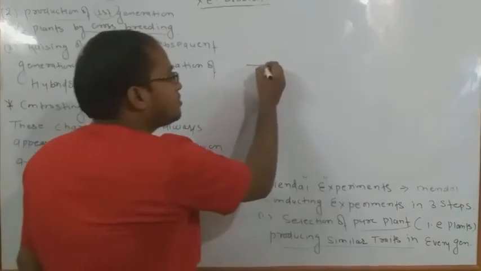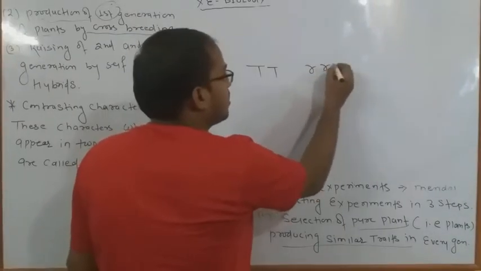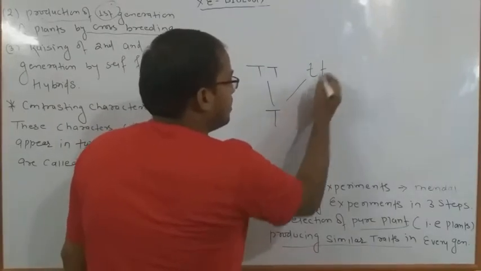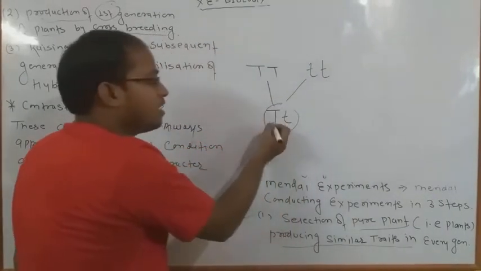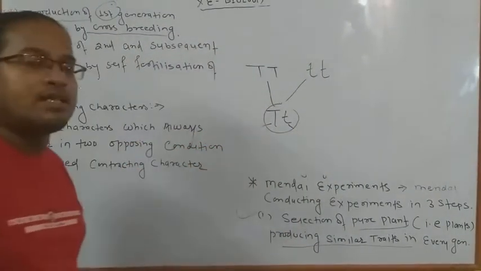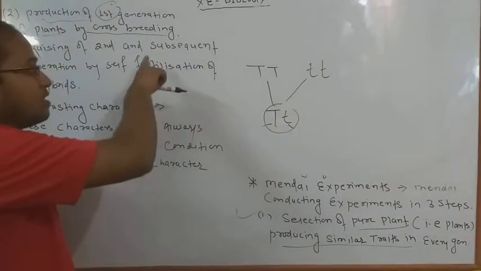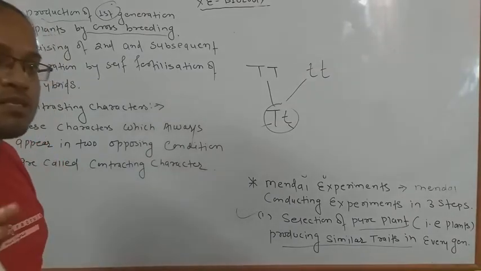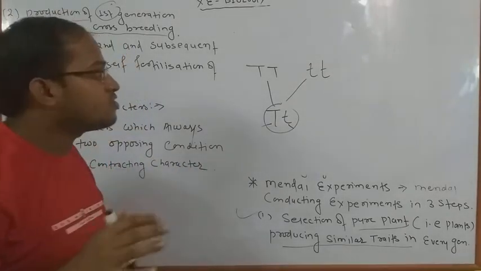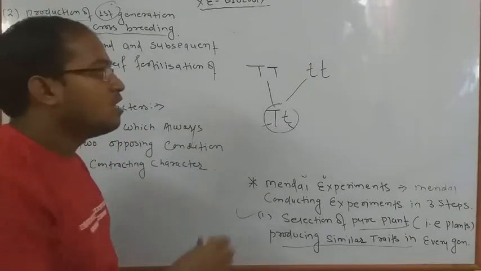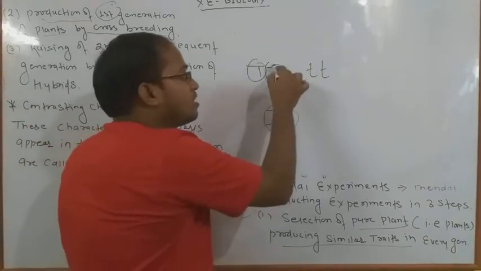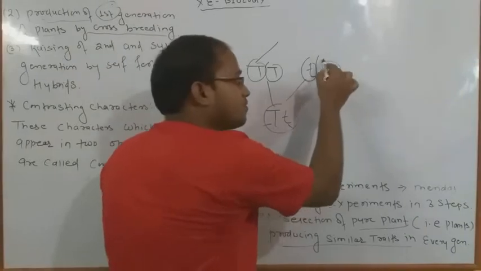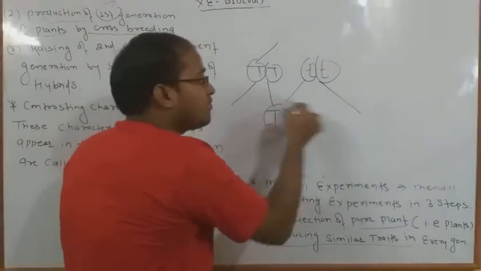Suppose they have taken capital T and small r, and crossed it with capital T and small r; that time this is called crossbreeding. Crossbreeding, as in Mendel's experiment, is the exact definition: capital T is the same composition, and small t and small t is the same composition, but the two are different from each other.